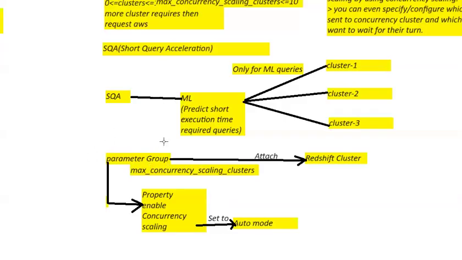Till now, we created a parameter group, we enabled concurrency scaling by setting it to auto mode, and we provided the max concurrency scaling clusters by using the parameters tab of the parameter group. Now at last, what is left? I want to attach this parameter group to my Redshift cluster. So let's see how to do this.